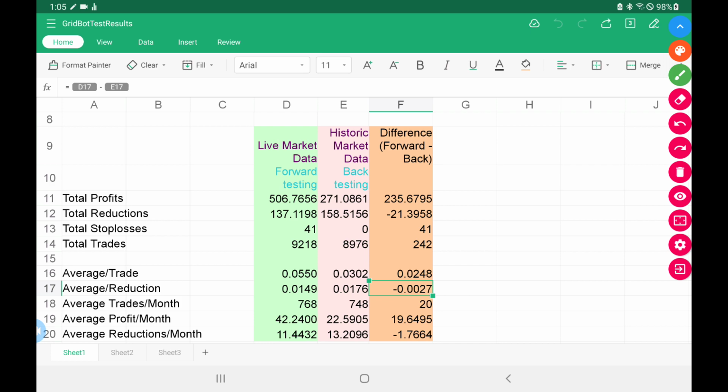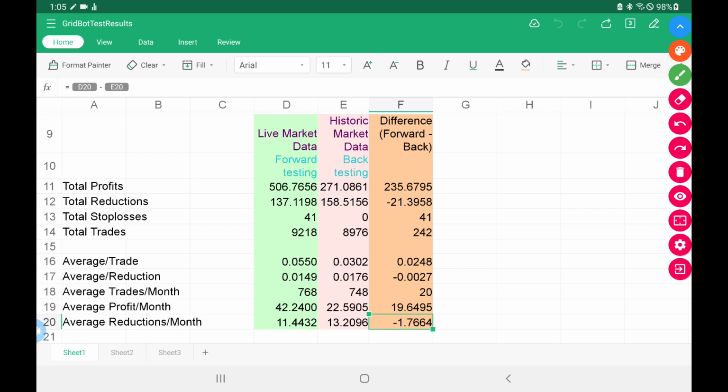The average reduction was actually less in a live market, and the average number of trades per month was 20 more per month versus the historical market. The average profit per month, the live market made on average $19.64 more each month than the backtesting demonstrates. And the average reductions per month, the live market took $1.76 less every month for an average reduction rate. That meant that the live market clearly was more profitable than the historic market.